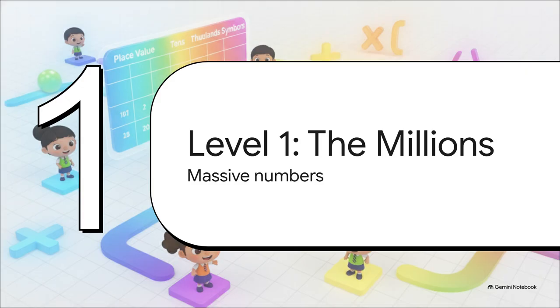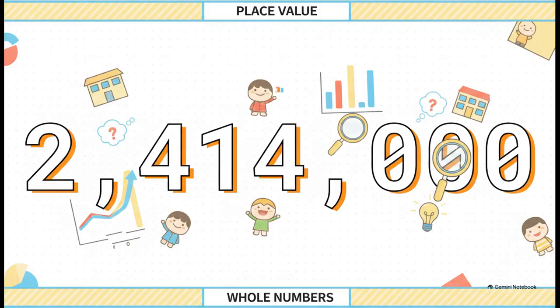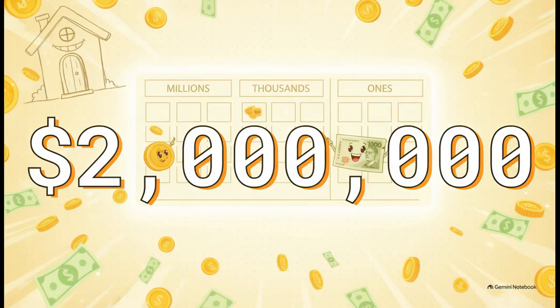All right, level 1, the millions. Time to deal with some seriously massive numbers. Now, take a look at this huge number. It's not just some random string of digits someone typed out. This actually represents the real-world population of Singapore back during the 1980 census. And, when you see a number this large, it can feel pretty intimidating if you try to process the whole thing at once.